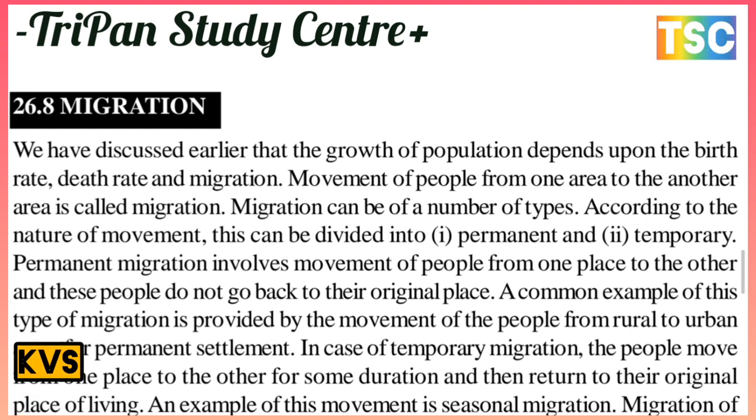Permanent migration involves the movement of people from one place to another, and they do not go back to the original place. A common example of this type of migration is the movement of people from rural to urban areas for permanent settlement.